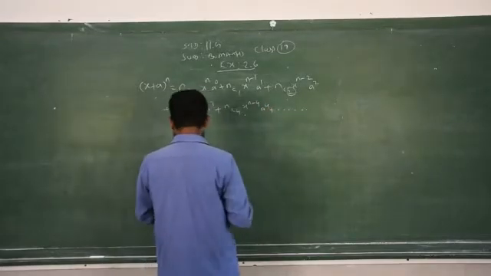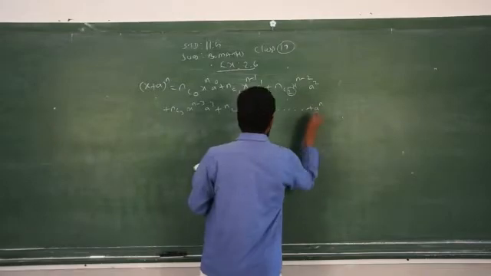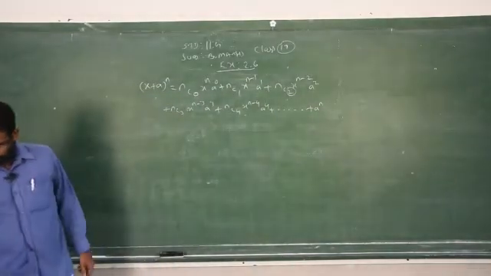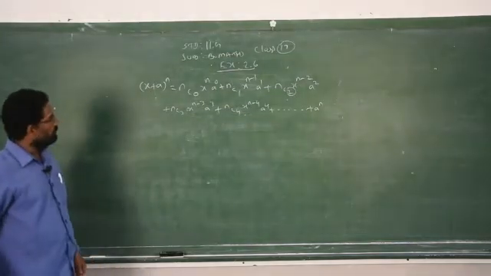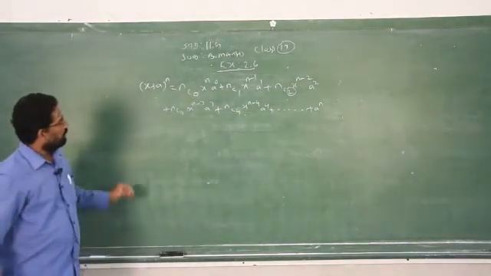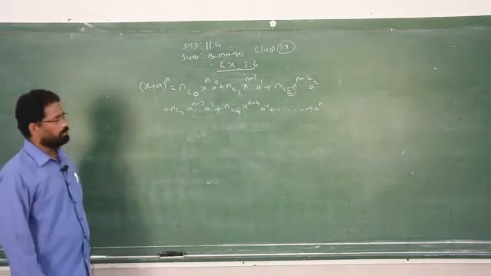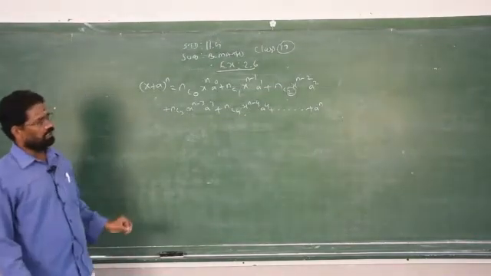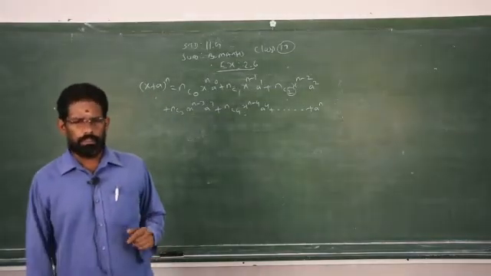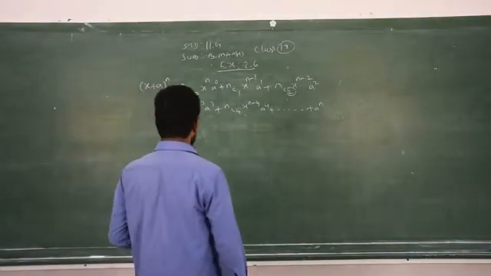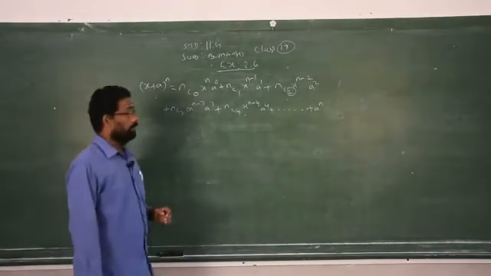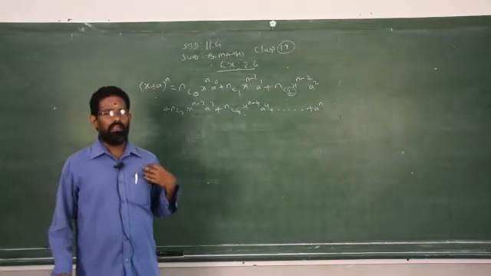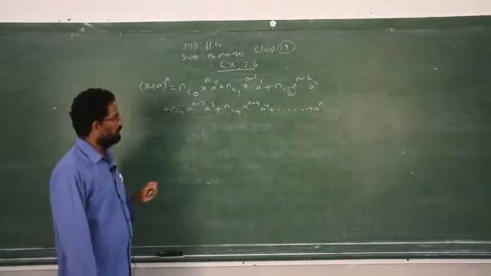Finally what will come? a power n. So this is the general formula for the binomial theorem. Based on this formula, you will get (a plus b) the whole square, (a plus b) the whole cube. So those are very standard. That is very easy to memorize, (a plus b) the whole square, (a plus b) whole to the power cube. But if it is (a plus b) power 6, then it is very difficult to memorize.